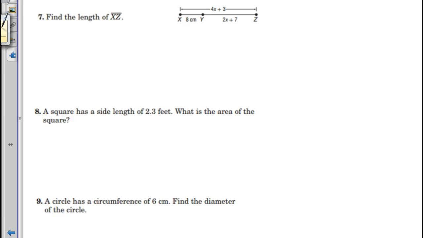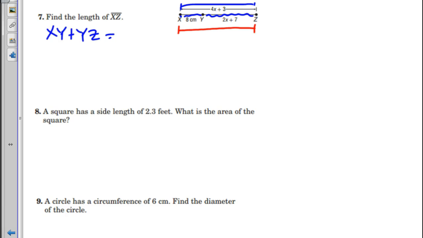All right, number 7. Find the length of XZ. All right, so I want this entire length. We know the expression for the length is 4x plus 3, but we need the number for it. So let's see what we know. We have piece plus piece equals whole. All right, so we can set that up. I know that XY plus YZ, the 2 pieces, equals the entire length XZ. So I have 8 plus 2x plus 7 equals 4x plus 3. Piece plus piece equals whole.